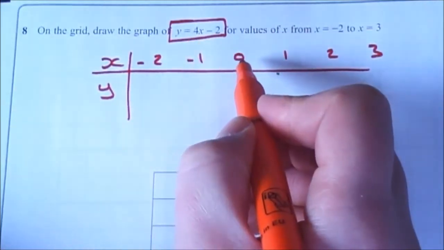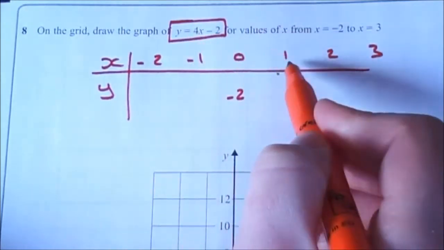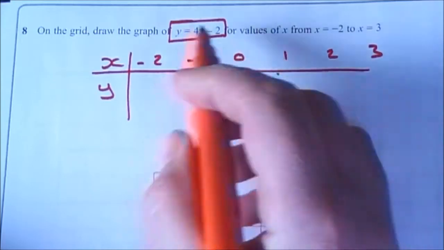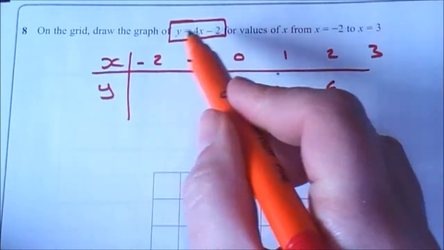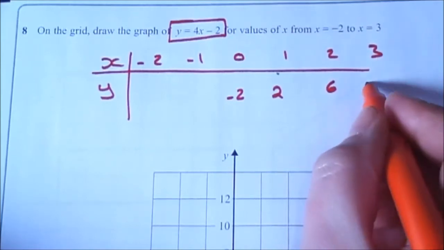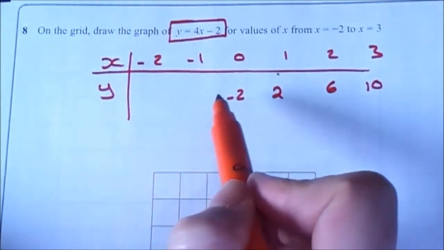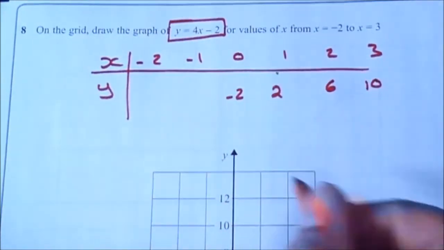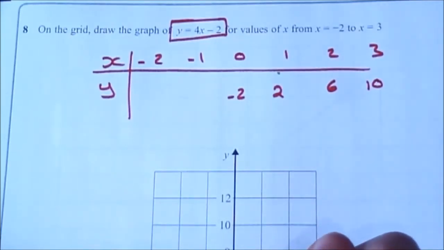So 4 times 0 is 0, take away 2 is -2. 4 times 1 is 4, take away 2 is 2. 4 times 2 is 8, take away 2 is 6. 4 times 3 is 12, take away 2 is 10. Now, if I'm not very good with positive and negative numbers and multiplying, then I'm going to go ahead and plot all those positive coordinates first and extend the straight line to help me.